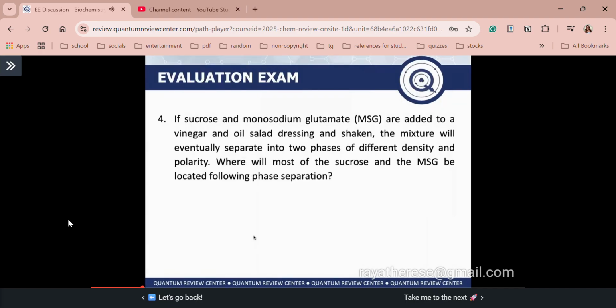Alright, so let's proceed with our 4th question. If sucrose and monosodium glutamate, or MSG as we call it, are added to a vinegar and oil salad dressing and we shake it, the mixture will eventually separate into 2 phases of different density and polarity. Sir, parang anachem yan. Yes, of course, that's your separation method. Where will most of the sucrose and the MSG be located following phase separation?